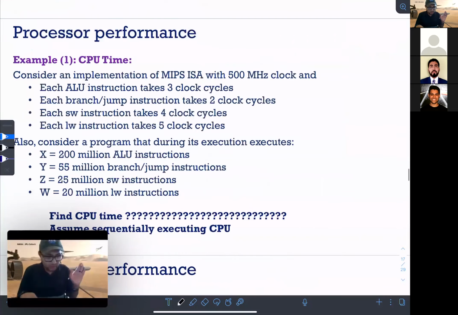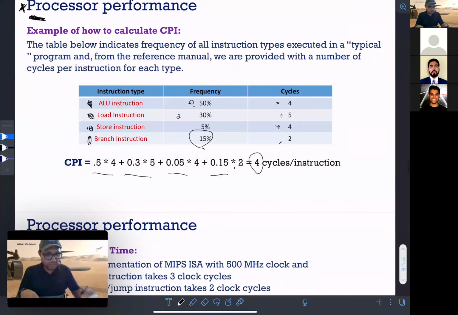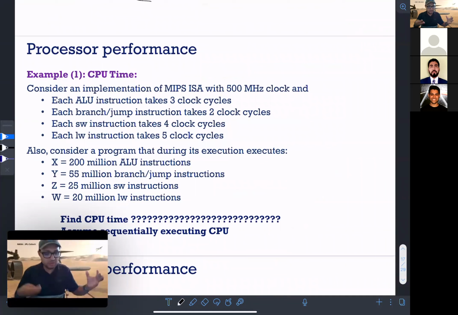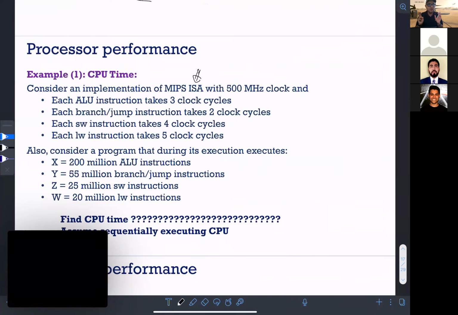Another way, right? Instead of making a table like that, I'm telling you, consider an implementation of the MIPS. MIPS is what? An ISA. What does ISA mean? Instruction set architecture. Do you agree? Does any processor in the world use a clock or not? Yes, it does. That means it has a crystal, right?